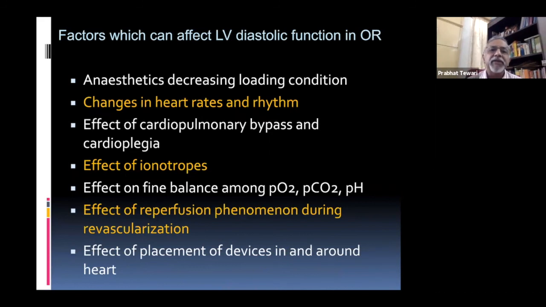Now, lastly, I must say that LV diastolic function actually should not be done in OR, because in OR, all our activities are affecting the diastolic function. Anesthetics, changes in heart rate and rhythm, cardiopulmonary bypass and cardioplegia, effects of inotropes, and PO2, PCO2, pH, which are moving. Reperfusion phenomena always occurs, and the placement of devices in and around the heart.